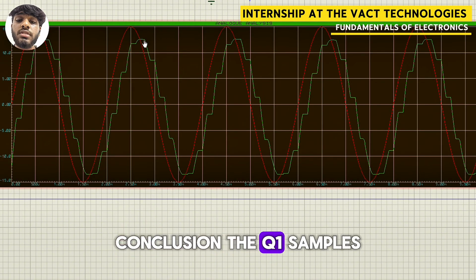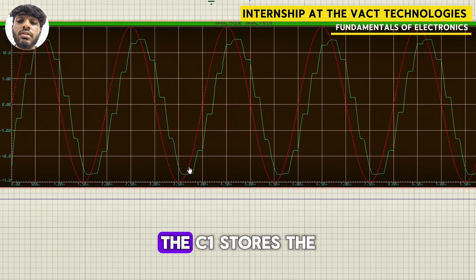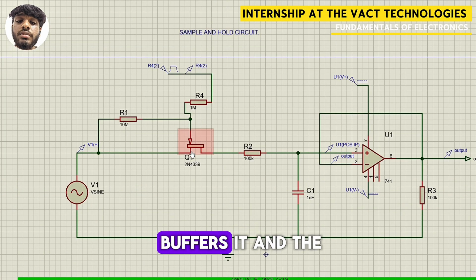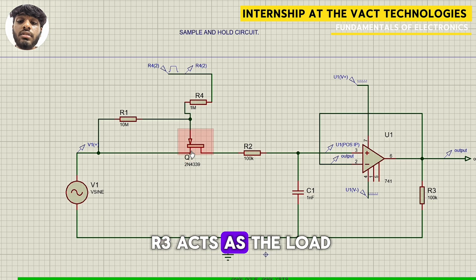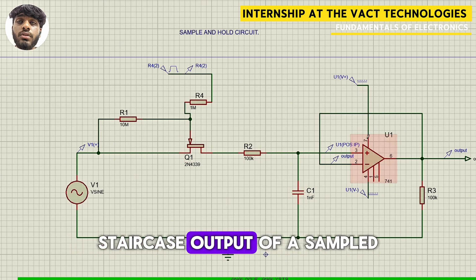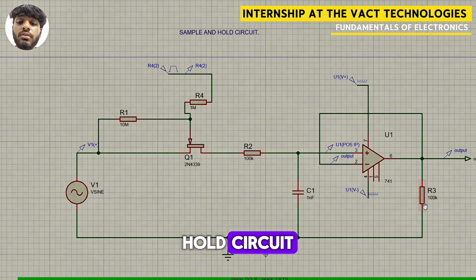Conclusion. The Q1 samples the input signal, the C1 stores the sampled voltage, the 741 buffers it, and the R3 acts as the load, producing the characteristic staircase output of a sample and hold circuit.